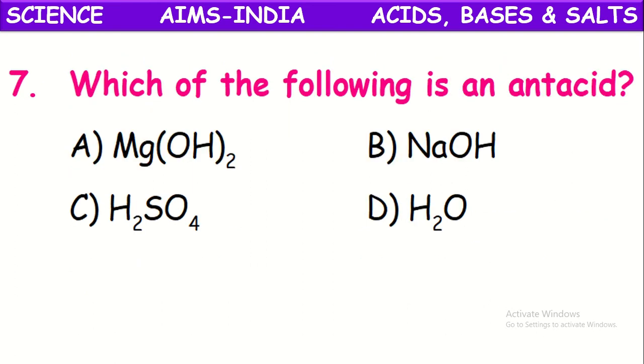Okay, next. Which of the following is an antacid? Antacid is a medicine which we take to get relief from acidity. Antacid contains a certain base. The base is a mild base, not a very strong base. That is magnesium hydroxide. Magnesium hydroxide is present in antacids. When it is consumed, it reacts with the excess acid produced in our body and gives relief from acidity. So antacid contains magnesium hydroxide.